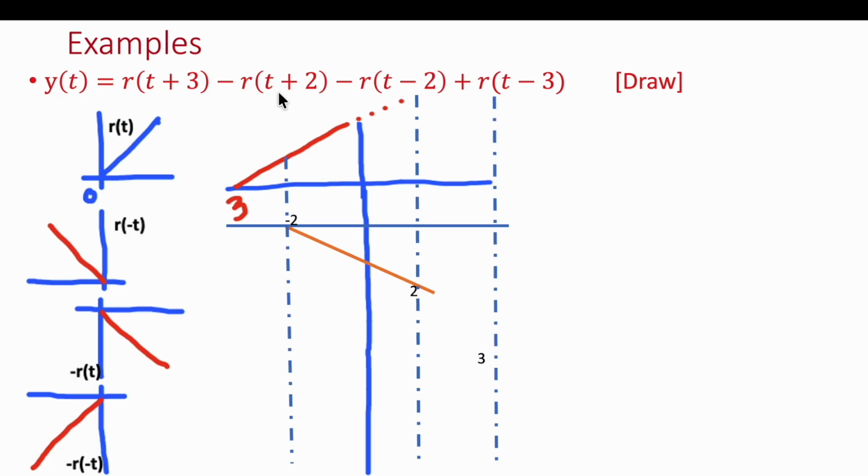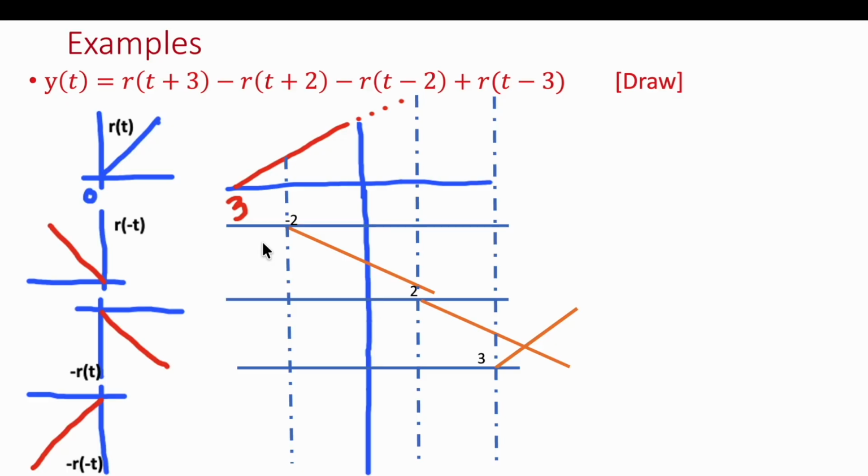The second signal is r of t plus 2. If you equate t plus 2 equals 0, the answer is minus 2. So this is a shifted version of the ramp function, but on the negative side, so you draw the same signal on the negative side. The third signal is r of t minus 2. If you put t minus 2 equals 0, then t equals 2. So this is the shifted version at 2, but on the negative side because it is minus r. The fourth one is r of t minus 3, which is again a shifted version at t equals 3.